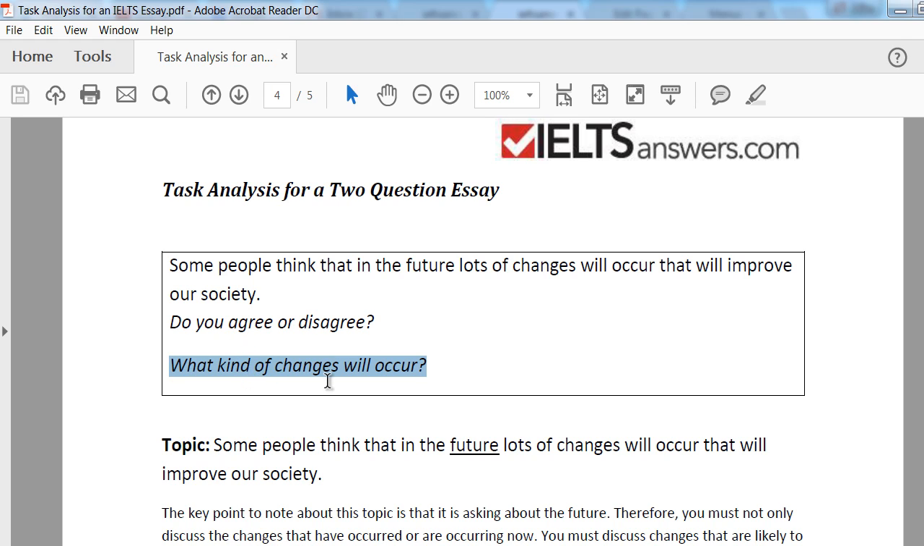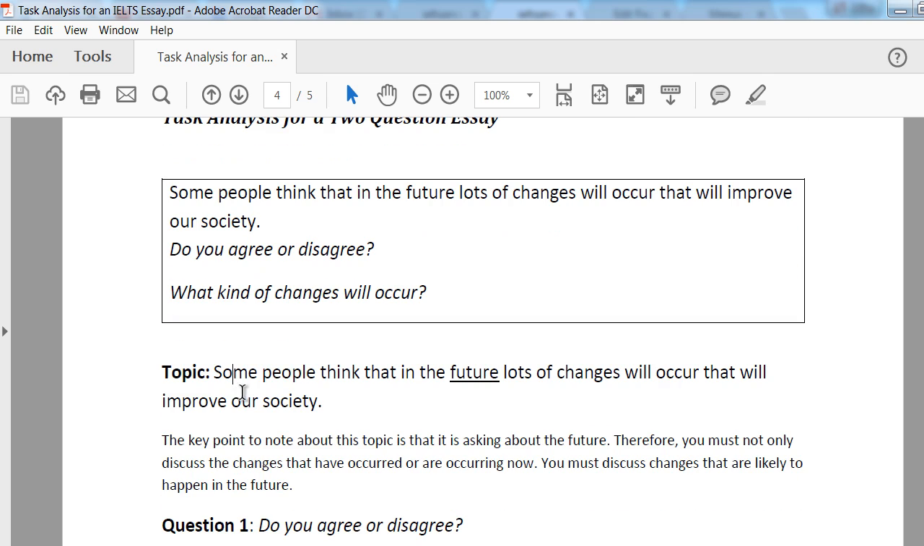Okay, and let's analyze this again. So we've got our topic. Some people think that in the future lots of changes will occur that will improve our society. The key thing I want to say about the topic here is the word future. If you only talk about the past, you're going to get a low score for task response. So just talking about cars and computers and how they've made life convenient, that's not going to get you a good score. You've got to talk about the future.